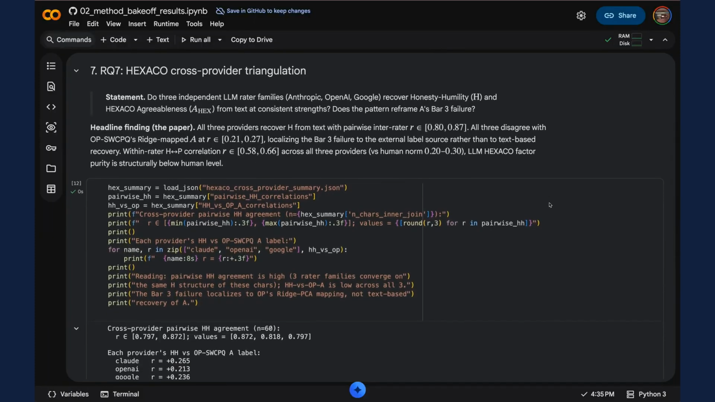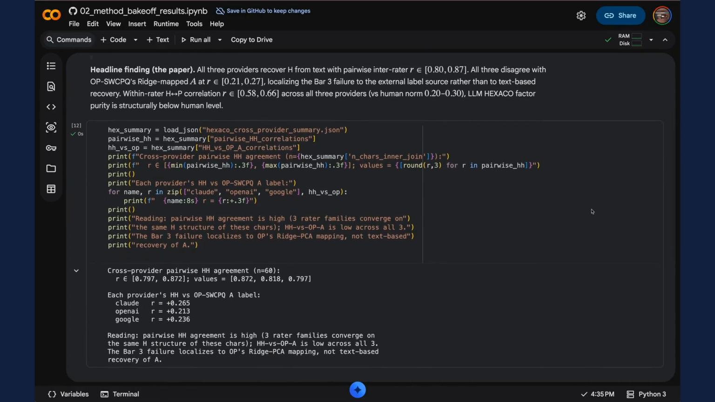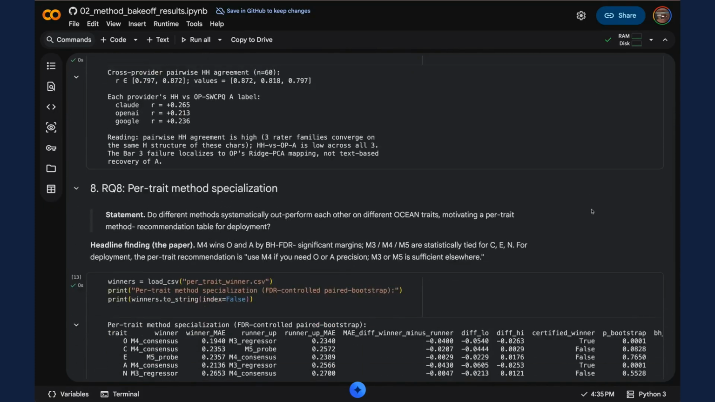So, is the agreeableness failure a measurement bug? Research question 7 runs the HEXACO decomposition across 3 independent rater families, Anthropic, OpenAI, and Google. All 3 recover honesty-humility from text with pairwise agreement around 0.8, and all 3 disagree with the external A label in the same way. The failure localizes to the label source's construct, not to text-based measurement.